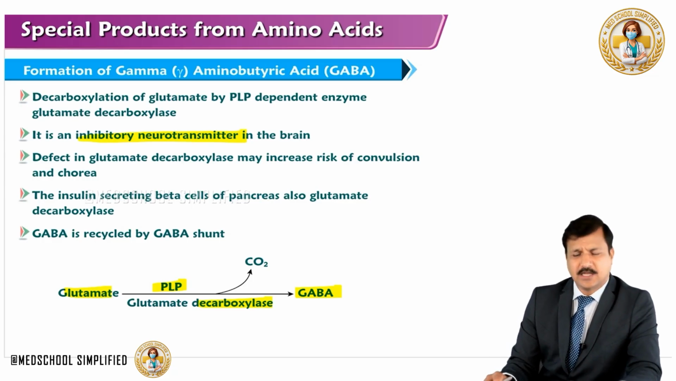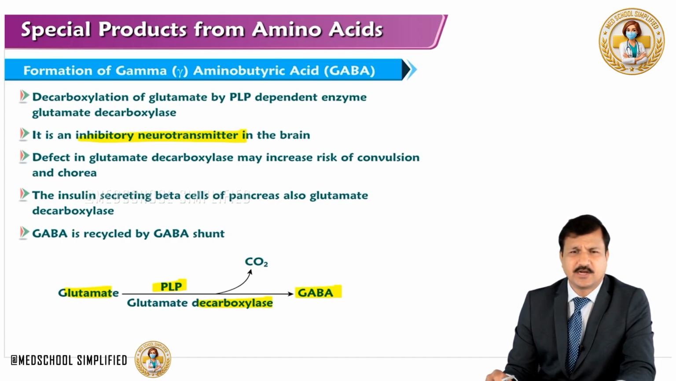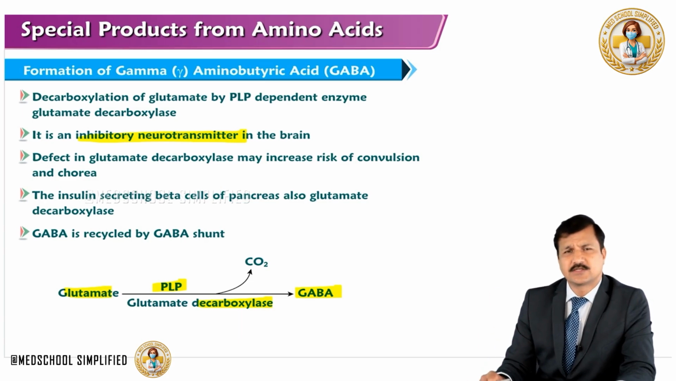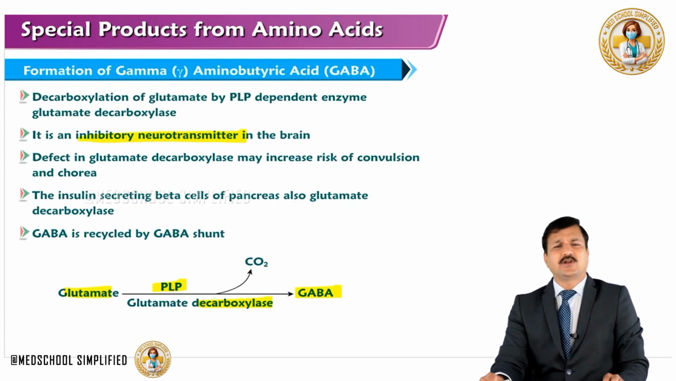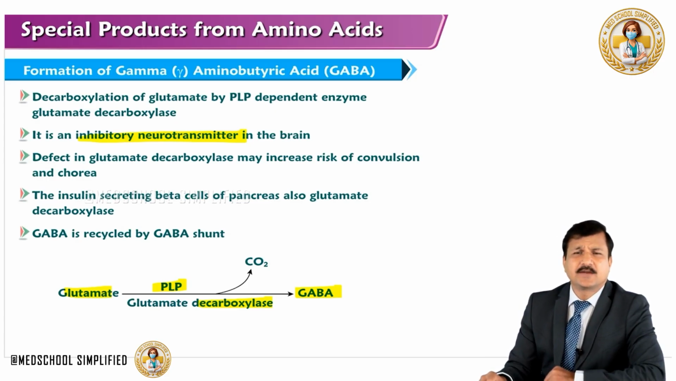and a defect in the glutamate decarboxylase enzyme will lead to a decrease in the availability of GABA, which is an inhibitory neurotransmitter, and will lead to imbalance between inhibitory and excitatory neurotransmitters. When inhibitory neurotransmitter levels go down, like GABA levels decrease because of a defect in glutamate decarboxylase, it will lead to an increase in the activity of the excitatory neurotransmitter, that is glutamate itself. Glutamate is an excitatory neurotransmitter along with aspartate. So that may lead to convulsions, chorea, because the seizure threshold will decrease when GABA decreases.